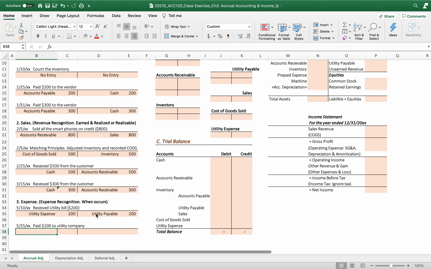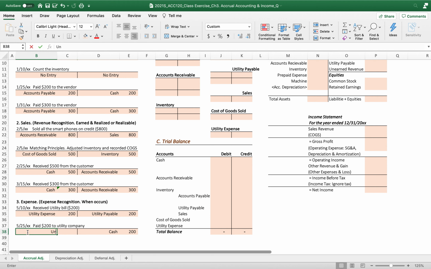Now, out of 200, the company paid utility. Let me start from the credit. Cash paid, how much? Utility, how much? 100, right? Let's say just 200. Let's change it to 200, so that we want to be clear.